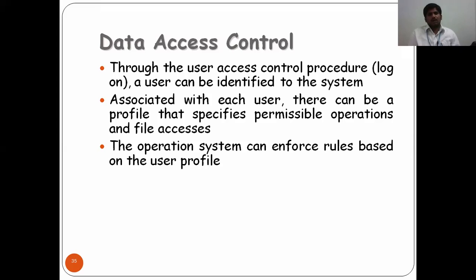So the operating system can enforce the rules based on the user profile. For example, you can see some websites where we need to get premium. For example, we have Amazon Prime. So like that, in some of the applications we also have Prime levels.